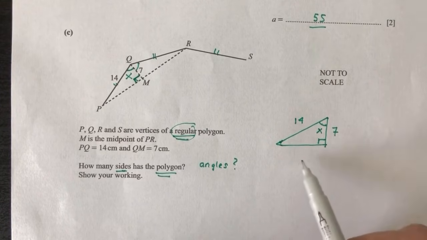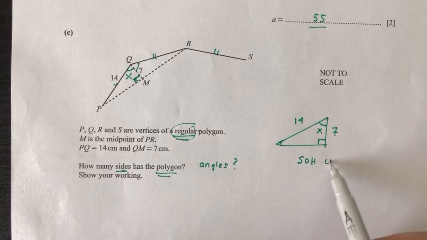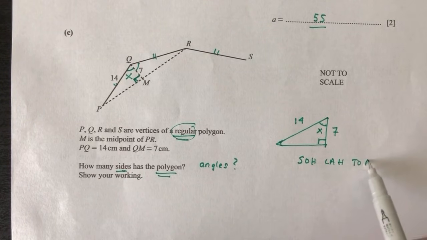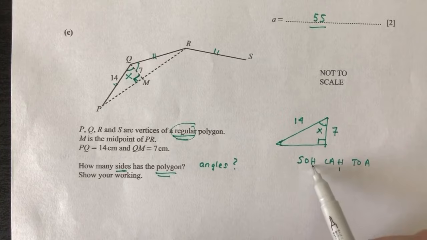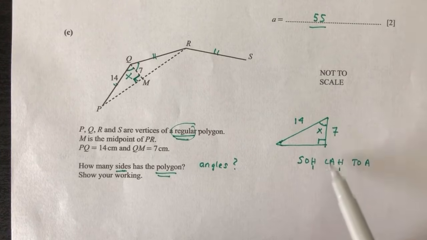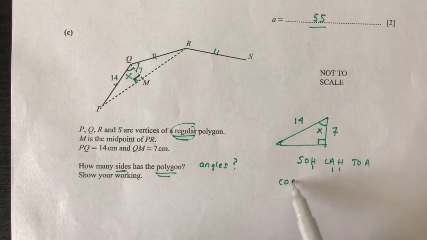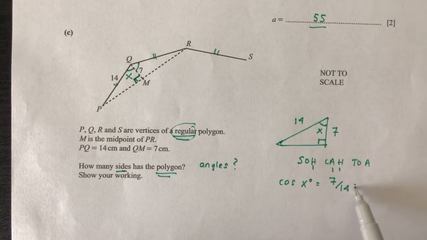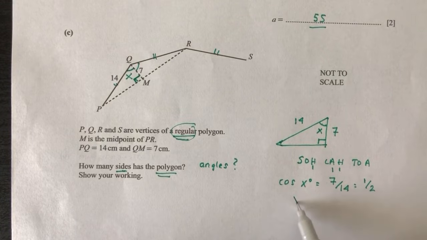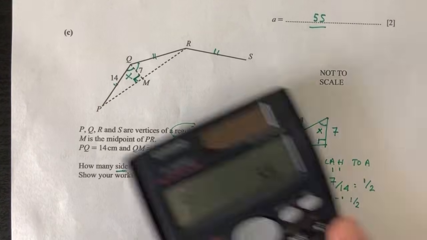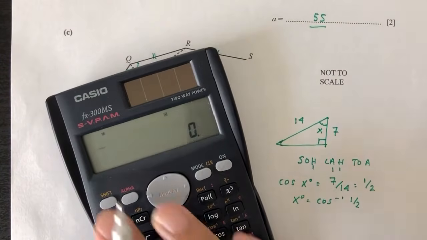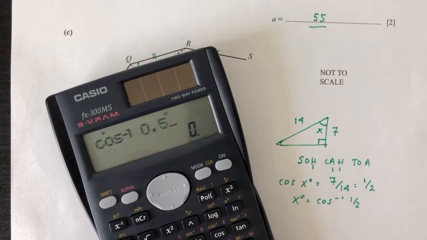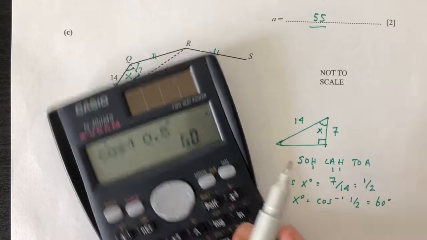What can I use? I will have to use SOHCAHTOA. I know the hypotenuse is 14, and I need to find the adjacent side, so I have to use cos. So cos of X is equal to 7 divided by 14, which is half. So X will be cos inverse of half. Let's find the answer. Cos inverse of 0.5 will be 60 degrees, which means angle X is 60.